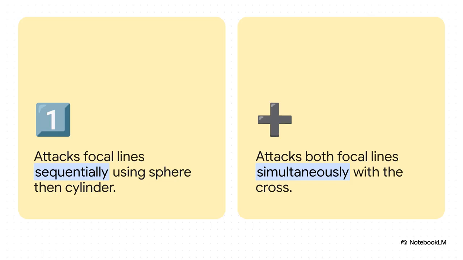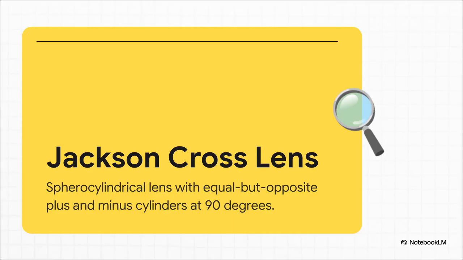But the Jackson Cross approach, it's just so much more elegant. It attacks the focal lines simultaneously. You start by placing the circle of least confusion right on the retina, and then you use the cross cylinder to collapse the entire conoid onto that exact spot all at once. So what physically is this tool?